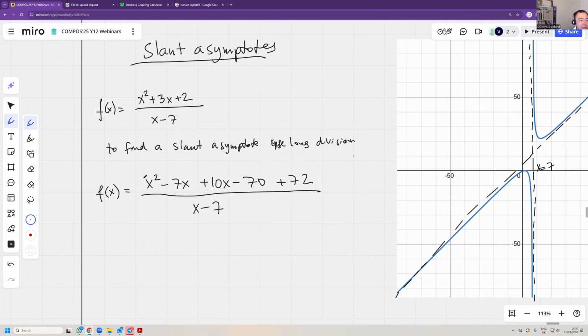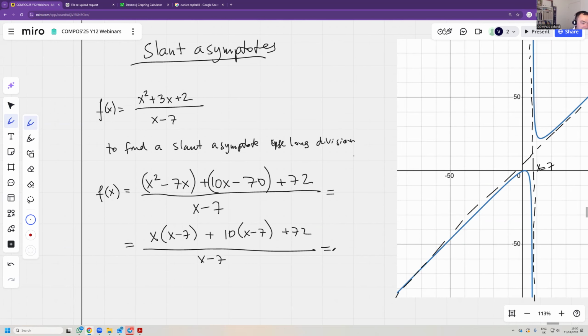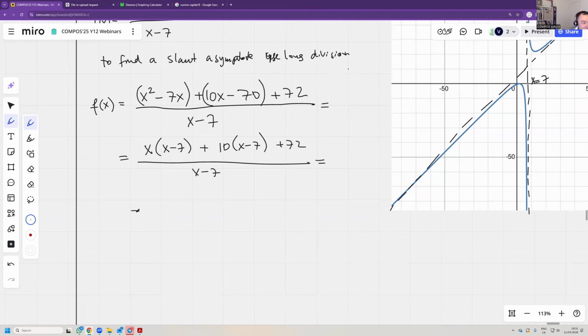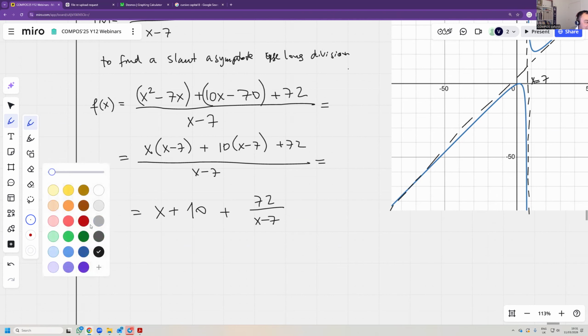I've rewritten the top in such a way that it divides by x minus 7. Well, the first two divide by x minus 7. I don't care about the rest. This is the remainder. And this is x multiplied by x minus 7, plus 10 times x minus 7, plus 72. And they divide by x minus 7. And now I divide. So I break it down into three fractions, and it becomes x plus 10 plus 72 over x minus 7. And this is my slant asymptote.